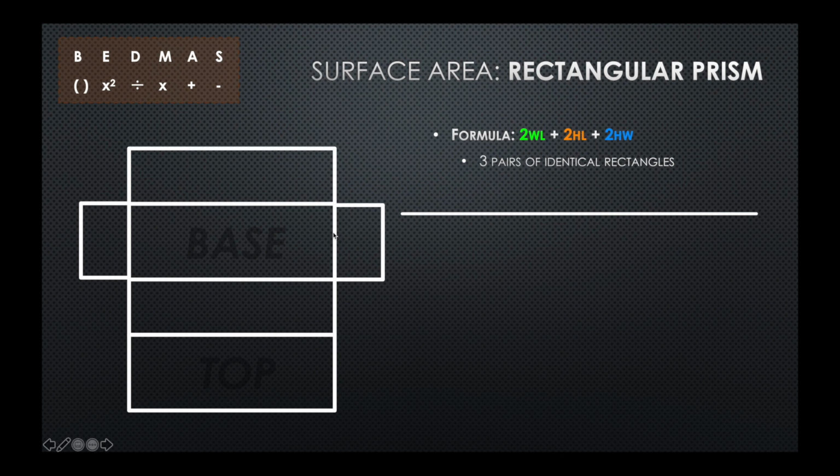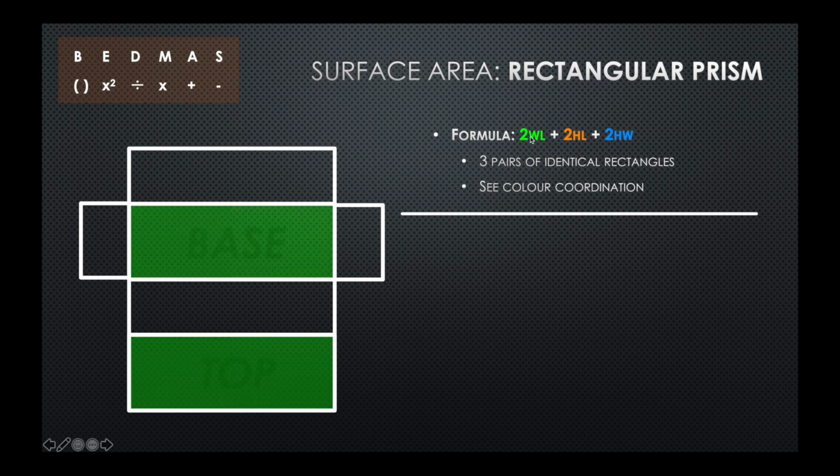And we're going to talk about where the width and length is of each of these and which ones are identical. So for the color coordination, for our first bit, 2 times width times length. The reason why we do it by 2 is because there's a pair, right?